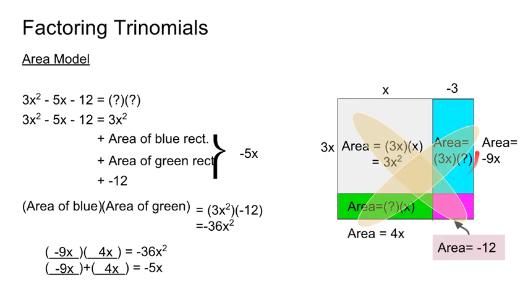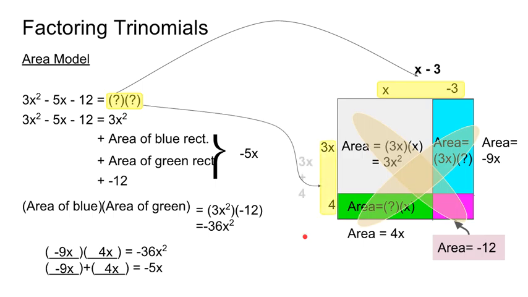So if this is negative 9x and the length is 3x, that means the width has to be negative 3. Over here, if we know that the width is x and the area is 4x, that means that the length has to be 4. So now, look, we have a length. This is x and this is negative 3. So together, that's going to be x minus 3 or x plus negative 3. Similarly, over here with the length, we have 3x here and 4 here. Together, that's going to be 3x plus 4. So our two factors, the length and the width, are x minus 3 and 3x plus 4.